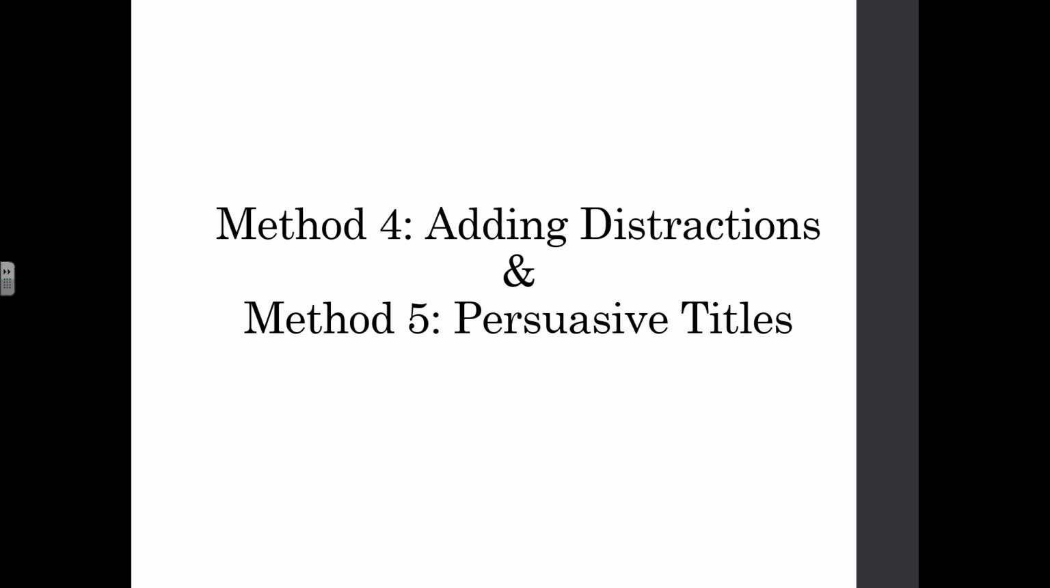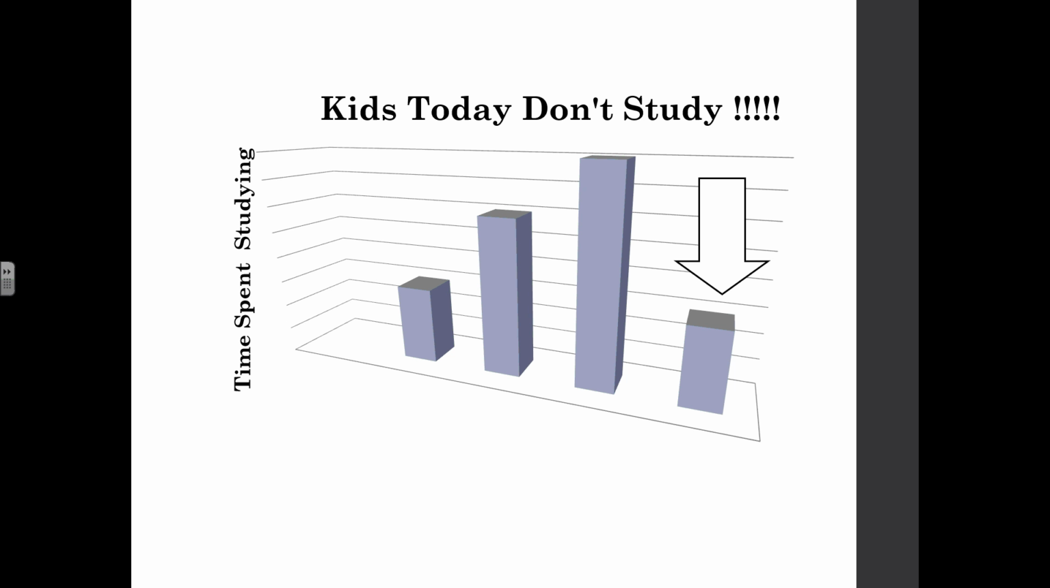The last 2 methods I'm going to do in the same example. It's adding distractions and adding persuasive titles. Kids today don't study. This is another 3D graph, and you can see it's pretty hard to read. And there's a big giant arrow pointing down. Oh, look, that's what's going on today.